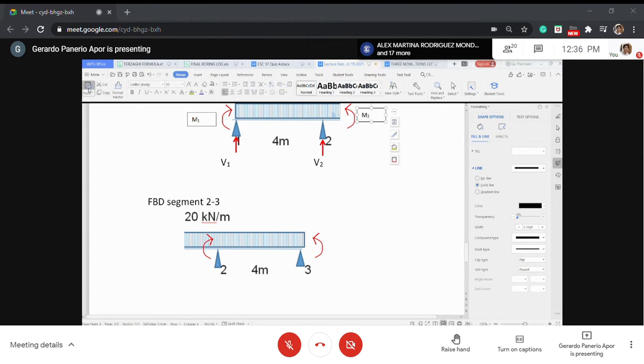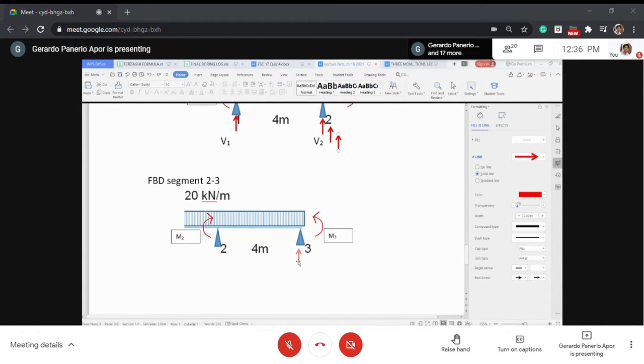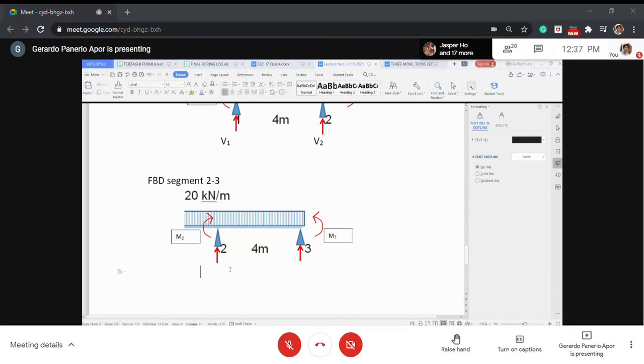Now this one is copy, paste. So this one is M2, and this one here is M3. Then I'll have to copy this one. Copy, paste. Call that as V3. This one is V2. Okay. I'll call this V2 and then this one as V3. So take note that the subscript actually coincides with the point where they're acting.